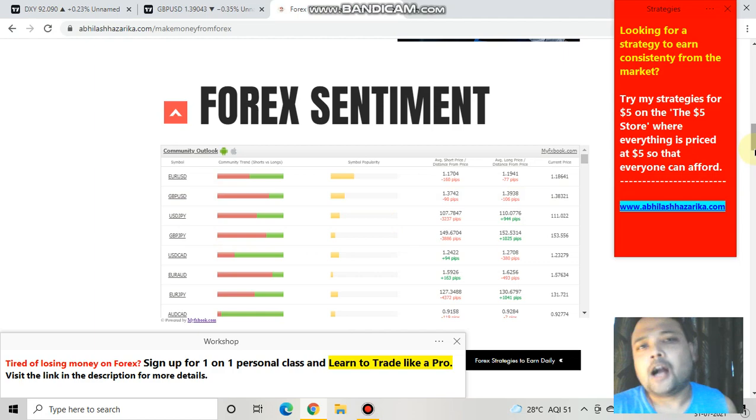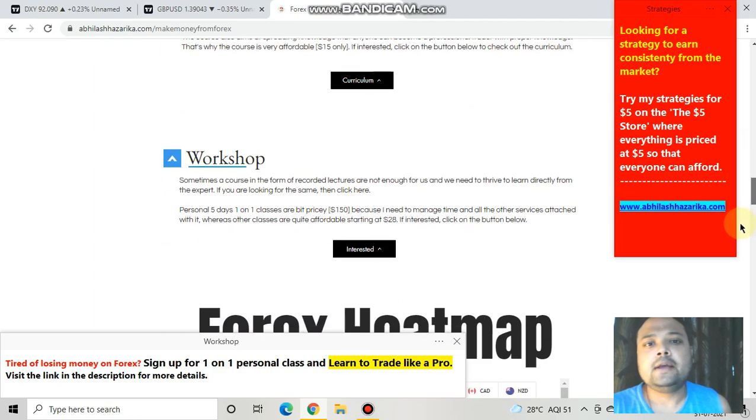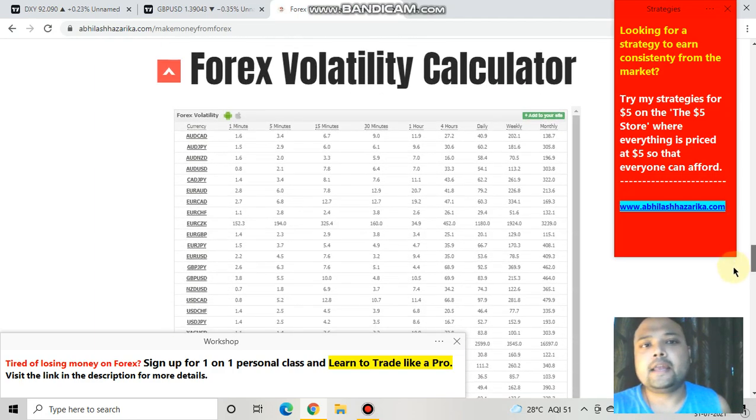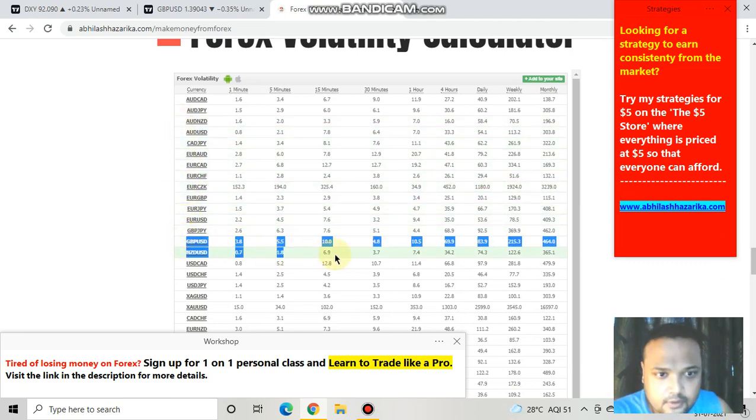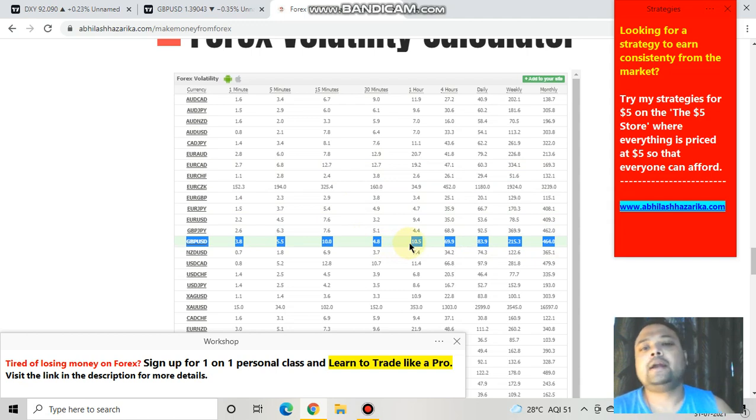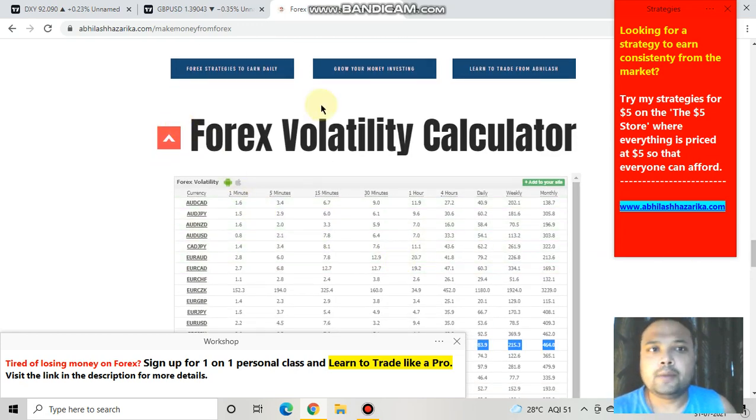And if you're wondering how much volatility you can expect, then you can come down to the volatility calculator here, and you can see how much movement you can expect for GBP USD. In the 30 minutes chart, you can expect 4.8 pips. In the 1 hour chart, you can expect around 10 pips. In the 4 hours chart, you can expect around 70 pips of movement. And in the daily chart, you can expect around 83 to 84 pips of movement. So this is the volatility you can expect from the GBP USD chart right now. You'll also find this on my website.